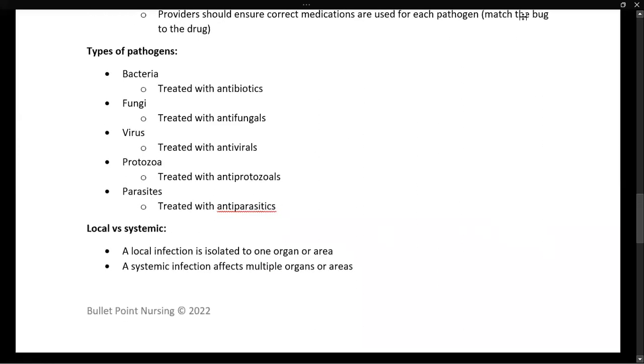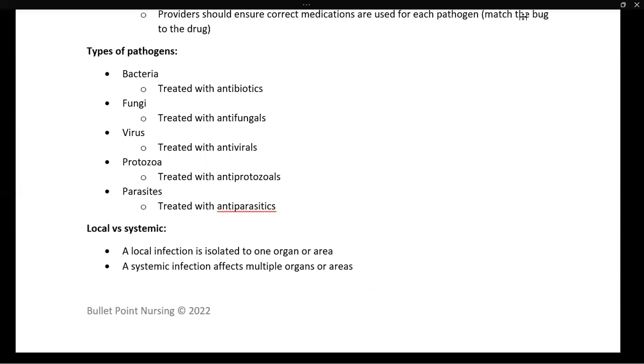We do have a number of different types of pathogens, which we will discuss much more extensively in Med-Surg. Bacteria, fungi, virus, protozoa, and parasites are 5 different types of pathogens. Please note, these each have their own classes of medications that are designed to treat them. These are not interchangeable. A patient who has a fungal infection cannot be treated with antibiotics. A patient who has a viral infection, such as rhinovirus, also known as the common cold, cannot be treated with antibiotics, and so on and so forth.